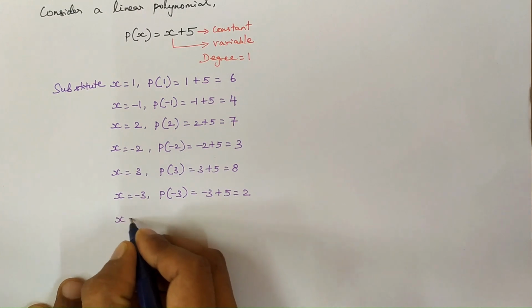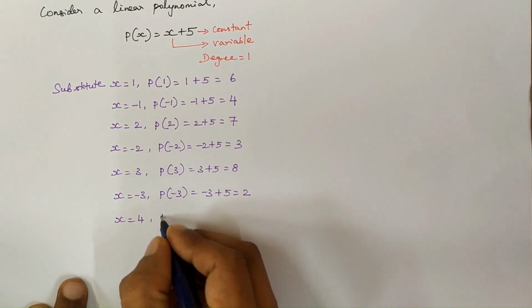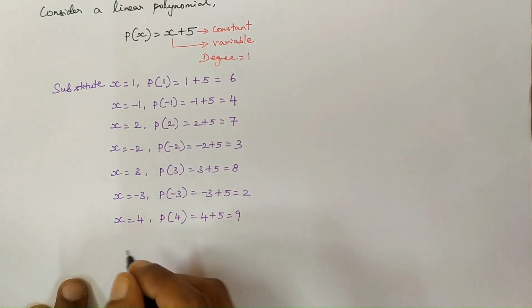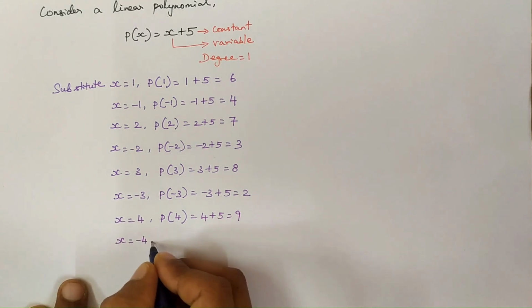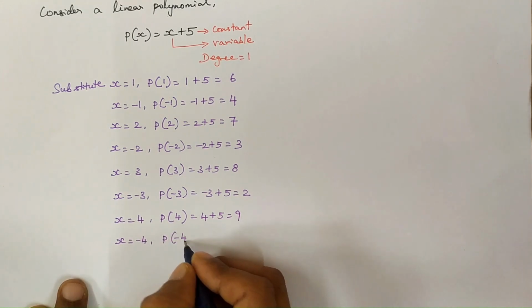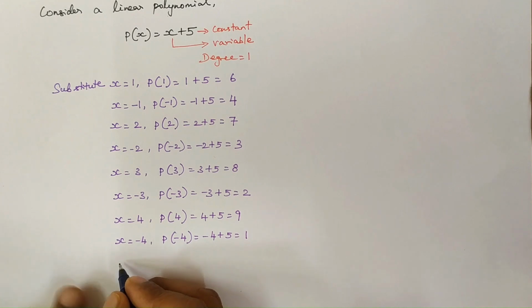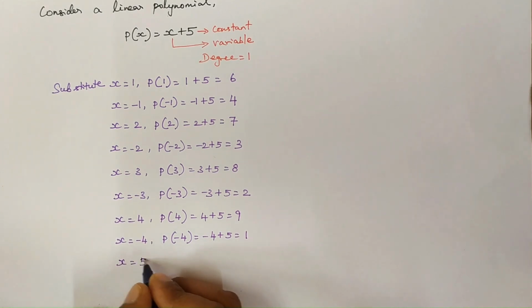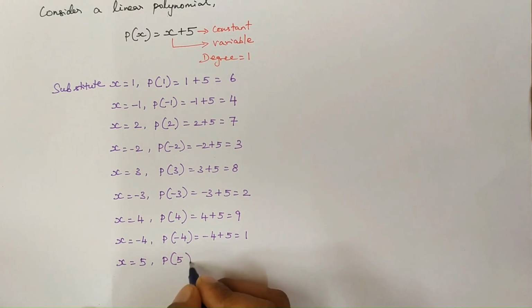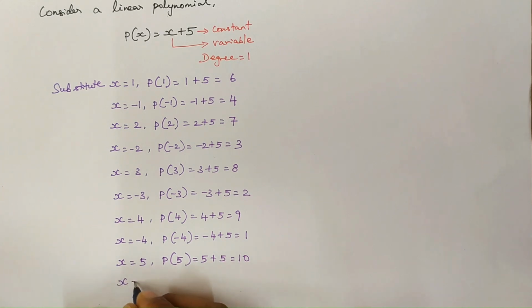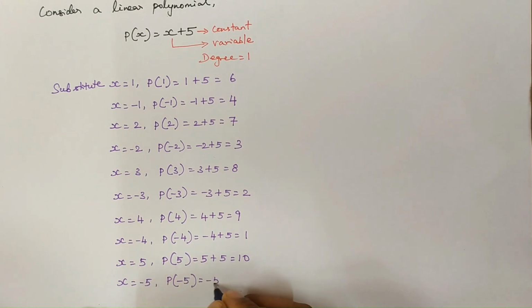When x is equal to 4, p of 4 is equal to 4 plus 5, which is equal to 9. Similarly, when x is equal to minus 4, p of minus 4 is equal to minus 4 plus 5, which is equal to 1. When x is equal to 5, p of 5 is equal to 5 plus 5, which is equal to 10. And when x is equal to minus 5, p of minus 5 is equal to minus 5 plus 5, which is equal to 0.